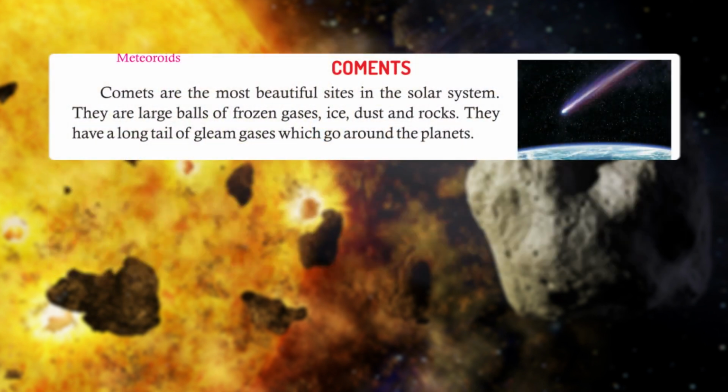Comets. Comets are the most beautiful sights in the solar system. They are large balls of frozen gases, ice, dust and rocks. They have a long tail of gleaming gases which go around the planets.